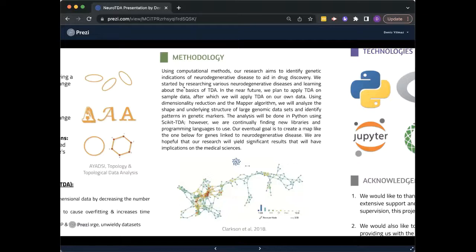The analysis will be done in Python using scikit-TDA. However, we're also finding new libraries and programming languages such as R. Our eventual goal is to create a map like the one shown below of genes linked to the neurodegenerative diseases. We're hoping that our research will have some significant results and implications in medical sciences.